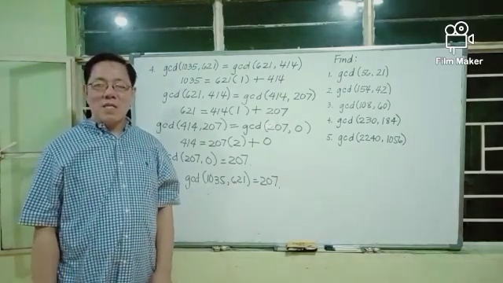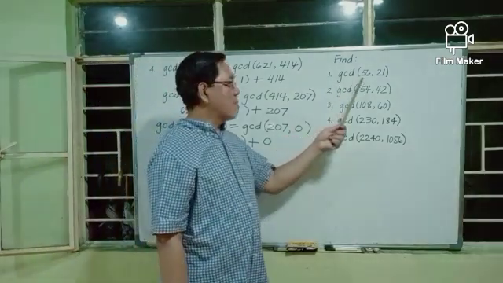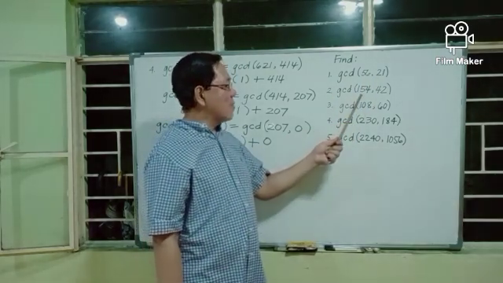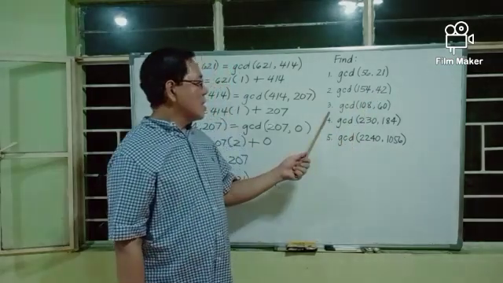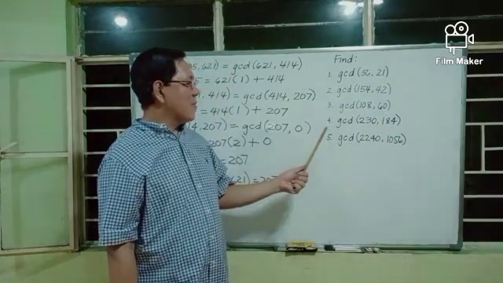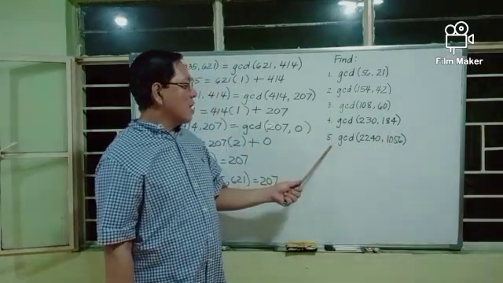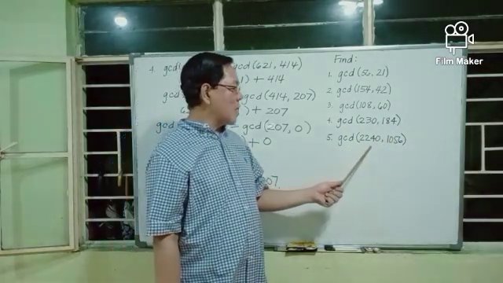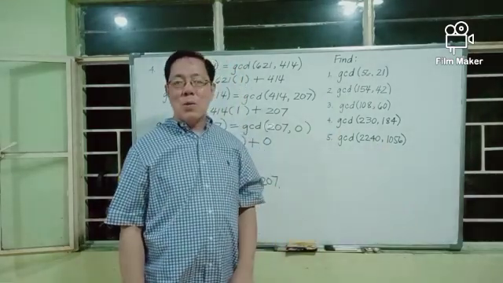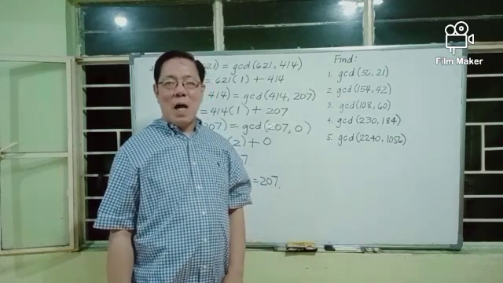For your exercise, please try the following problems. Number 1, find the greatest common divisor of 56 and 21. Number 2, greatest common divisor of 154 and 42. 3, greatest common divisor of 108 and 60. 4, find the greatest common divisor of 230 and 184. And 5, find the greatest common divisor of 2,240 and 1,056. In all of these problems, you apply the Euclidean algorithm, the process we have used in our examples.